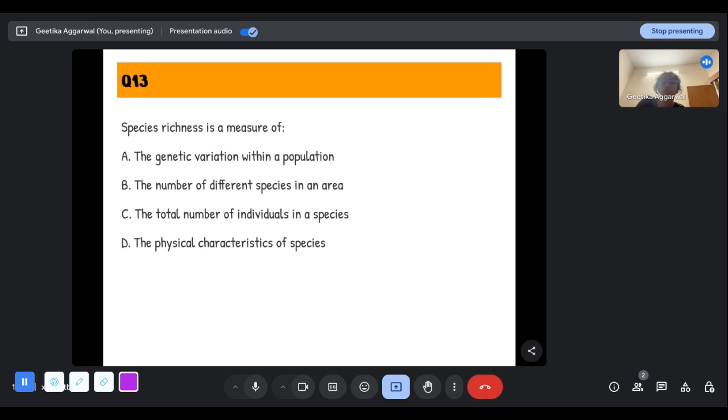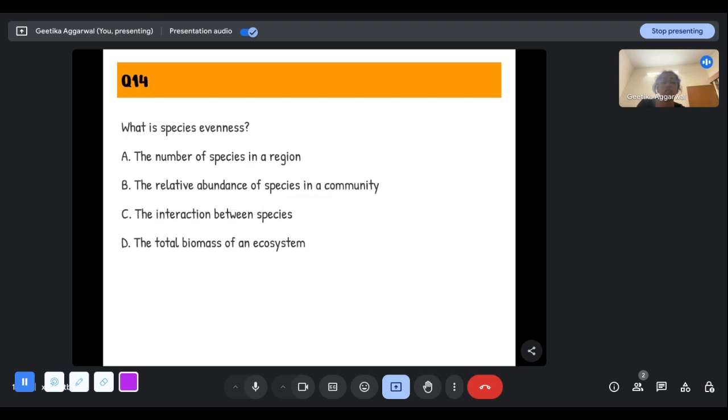Species richness is a measure of genetic variation within a population, number of different species in an area, total number of individuals in a species, or the physical characteristics of a species. So, what is species richness a measure of? So the correct answer to this question is that species richness is a measure of the number of different species in an area.